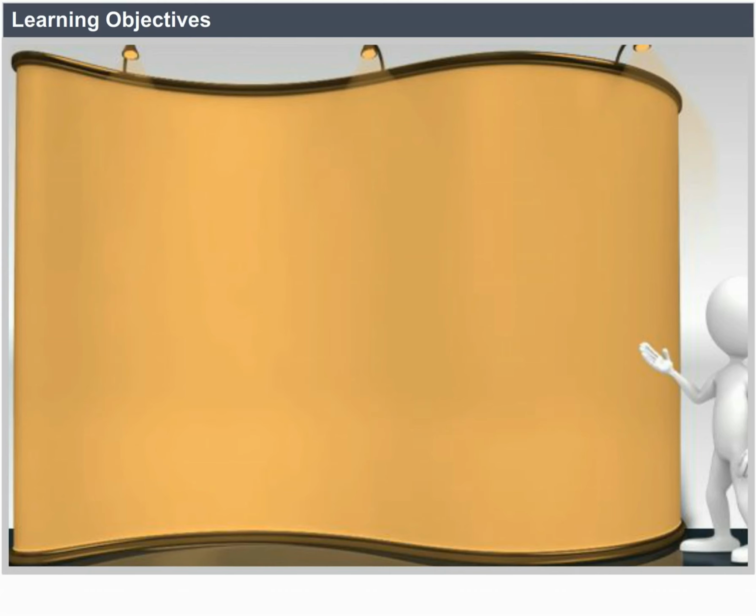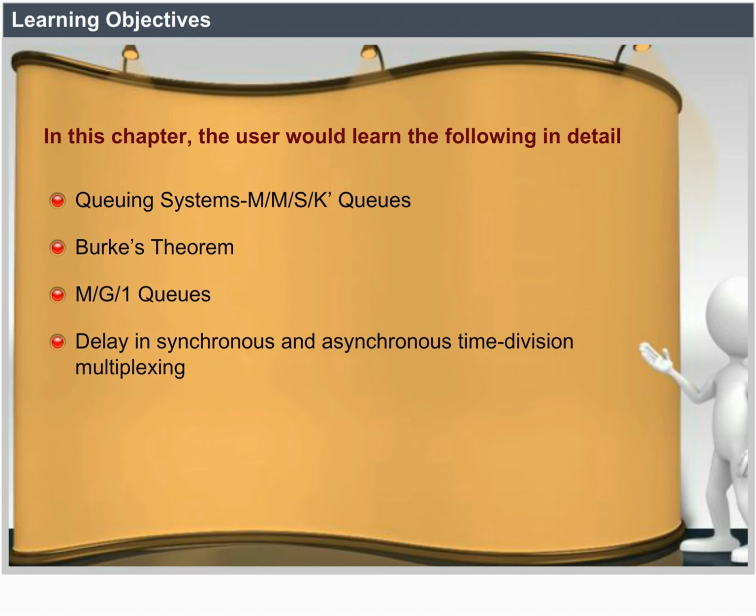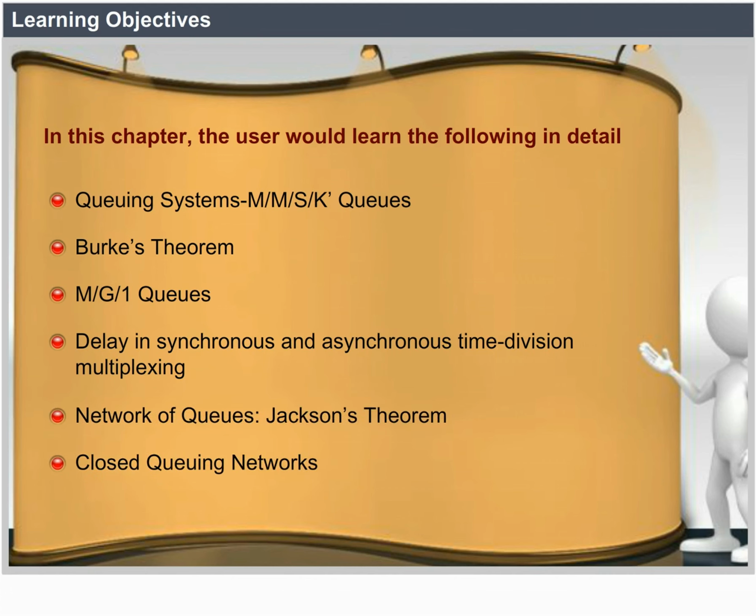Learning objectives. In this chapter, the user will learn the following in detail: queuing systems, M/M/S/K queues, Burke's theorem, M/G/1 queues, delay in synchronous and asynchronous time division multiplexing, network of queues, Jackson's theorem, closed queuing networks.